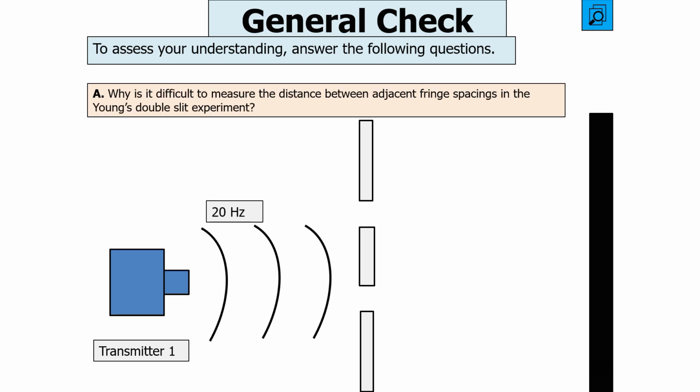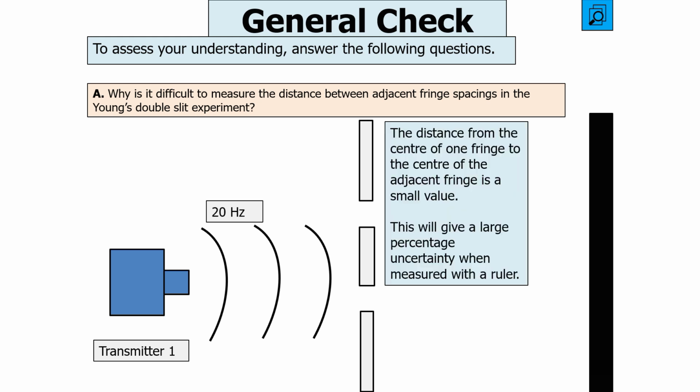Why is it difficult to measure the distance between adjacent fringes in the Young's double slit experiment? Pause the video now, then unpause the video when you want to go through your answer. The distance from the centre of one fringe to the centre of the adjacent fringe will be a very small value, so this will give a large percentage uncertainty when this value is measured with a ruler.